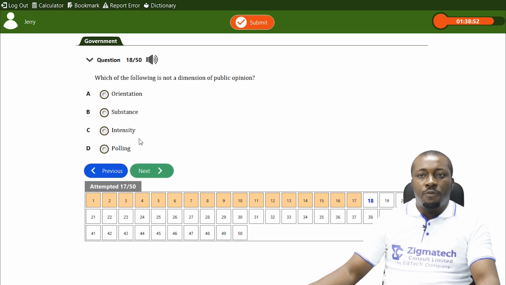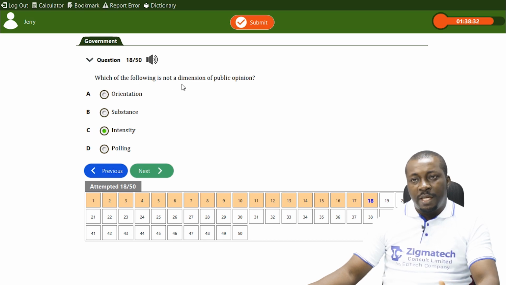Now, this question only makes sense if you look at it this way: orientation is not a dimension. Substance is not a dimension. Polling is not a dimension of public opinion. Rather, what is a dimension of public opinion is intensity. So this question should be, which of the following is a dimension of public opinion?